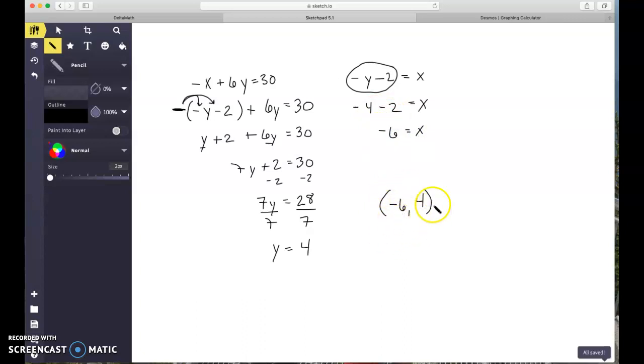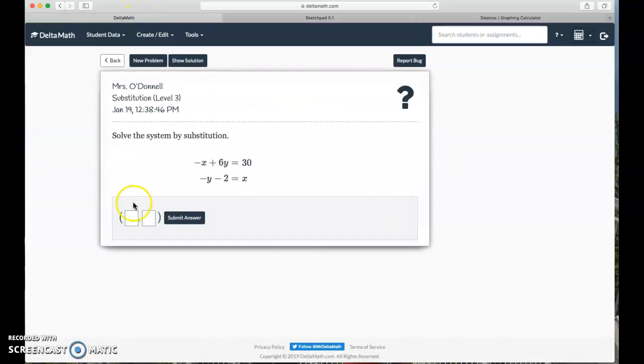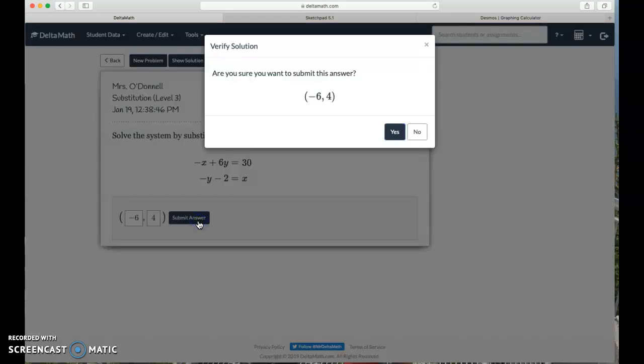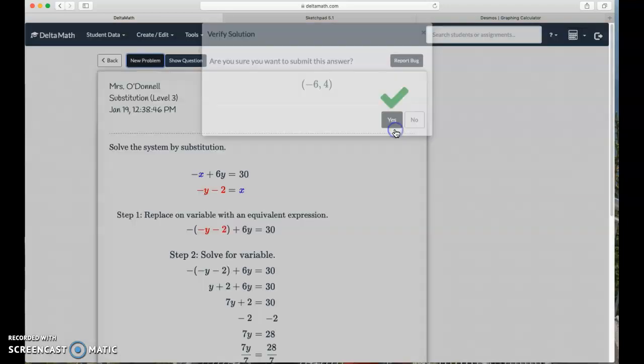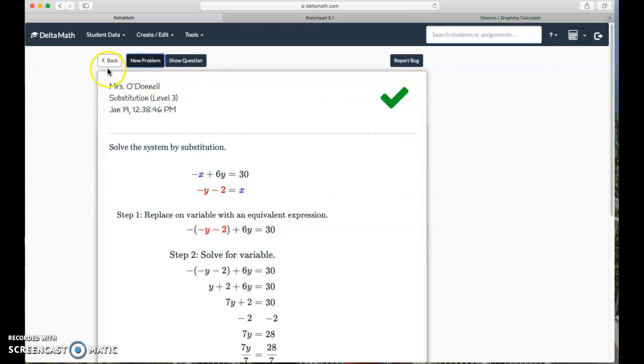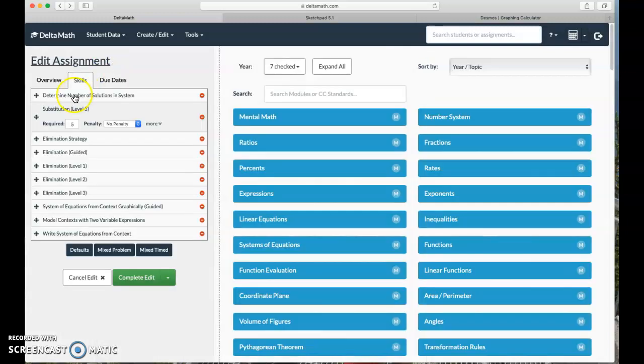Because we always write our coordinate pairs as x, comma y. Negative 6 and 4. I'm going to go ahead and submit. Yes, and voila. And that about covers it for substitution.